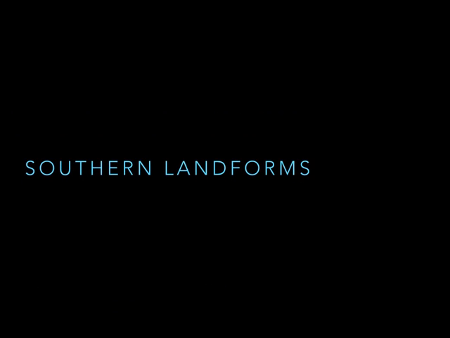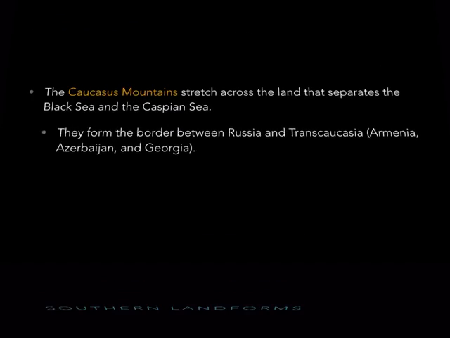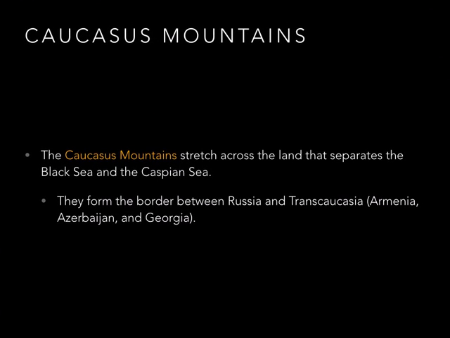Southern landforms. Caucasus Mountains. The Caucasus Mountains stretch across the land that separates the Black Sea and the Caspian Sea. They form a border between Russia and a region called Transcaucasia, which includes the countries of Armenia, Azerbaijan, and Georgia.